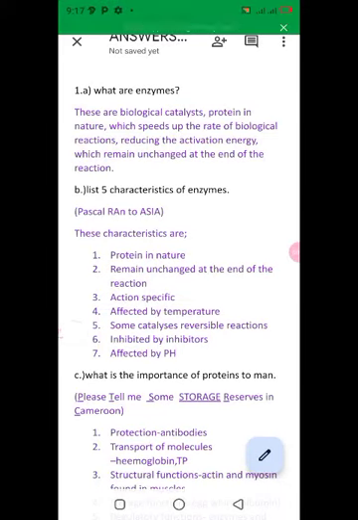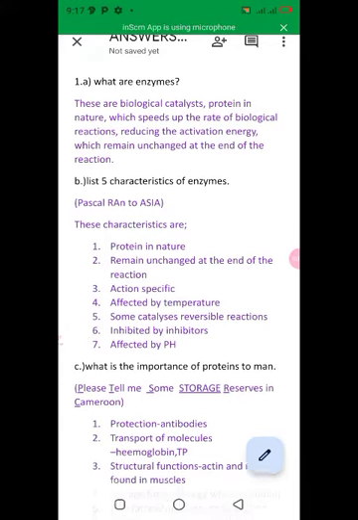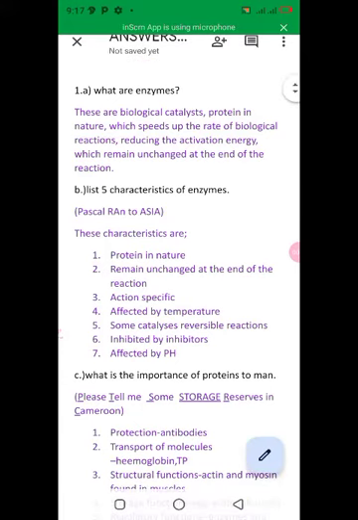Today we are going to be looking at CA Ordinary Level 2021. The first question is talking about enzymes, which says what are enzymes? When they talk about enzymes, they are biological catalysts found in nature that speed up the rate of a reaction, reducing the activation energy without change in a chemical reaction.